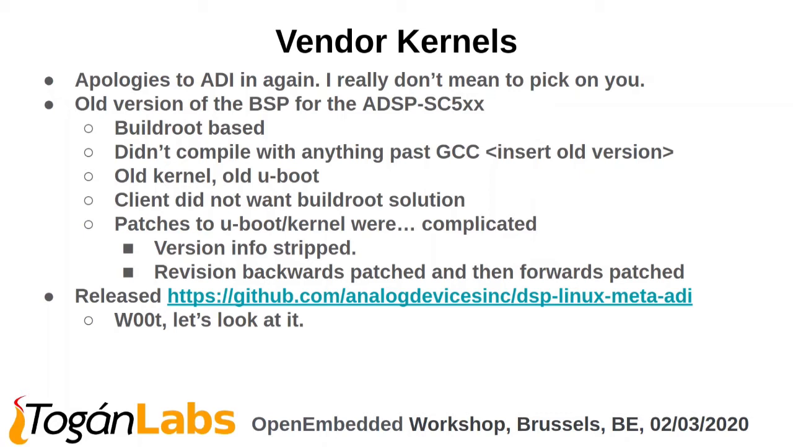There is a board I work on called the SC589. Cute little board, little DSP. The original BSP was a Buildroot based BSP. So, okay, download it, I'll write a meta layer for this, not a big deal. It didn't compile with anything past, I think it was GCC 4 or something like that. It was a really old version of GCC. The kernel source was interesting because they took a kernel version, removed some commits, added some additional things of theirs on top of it, and then removed the .git repo.